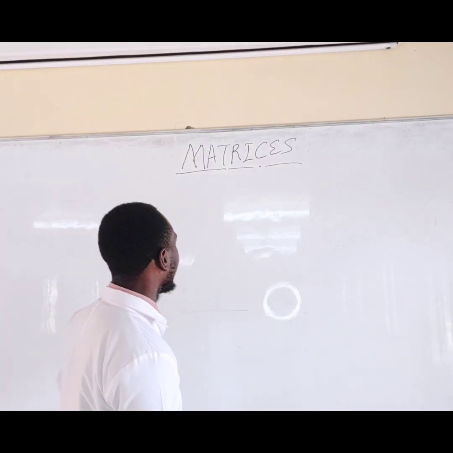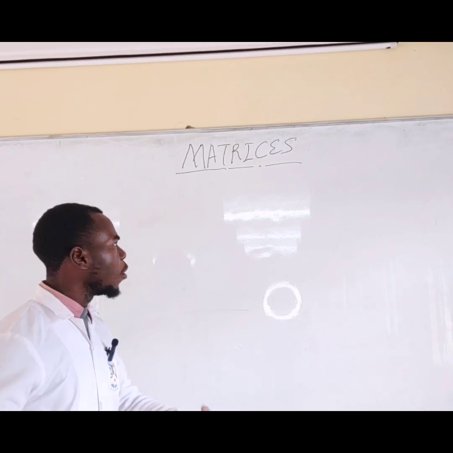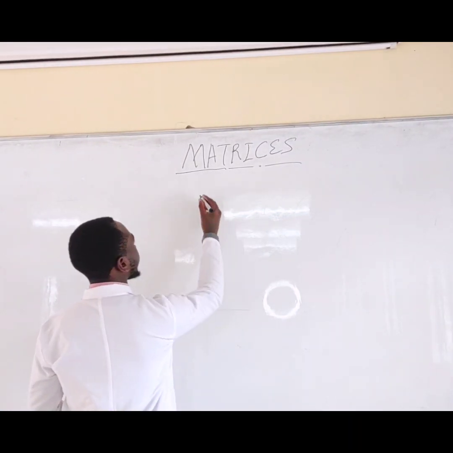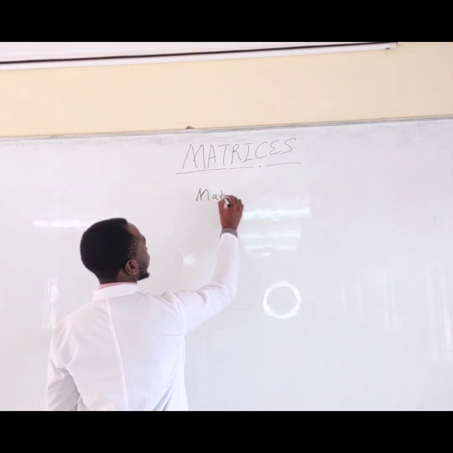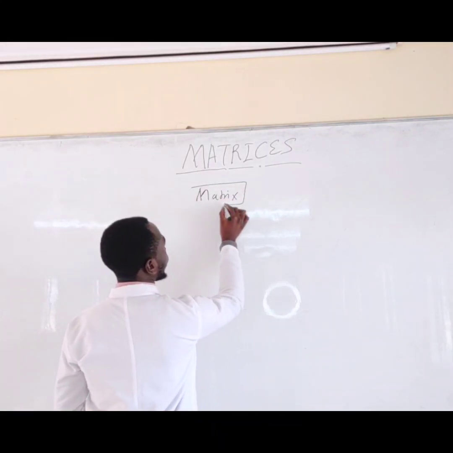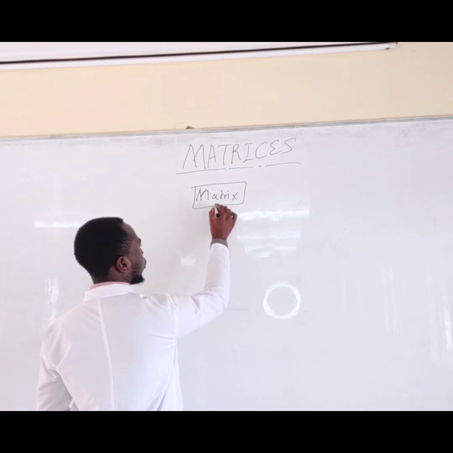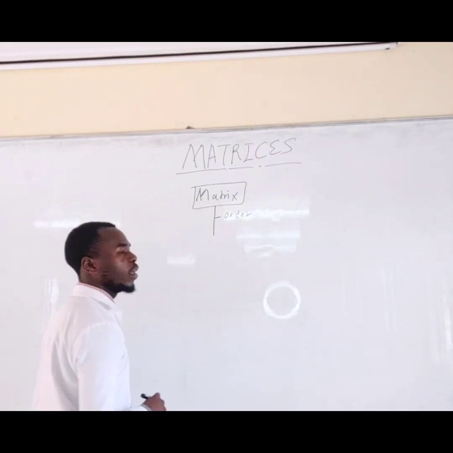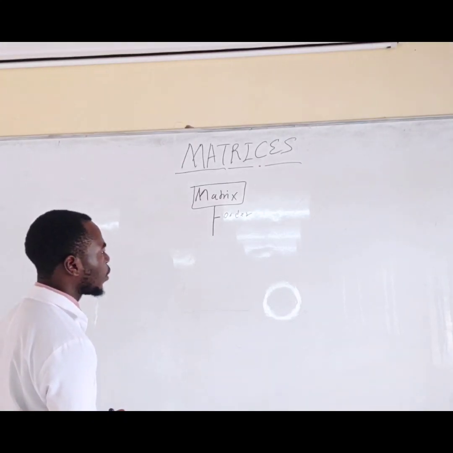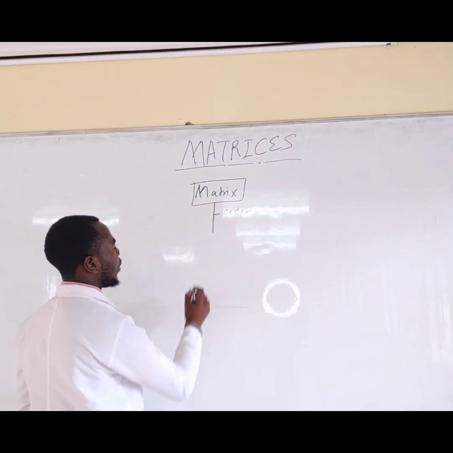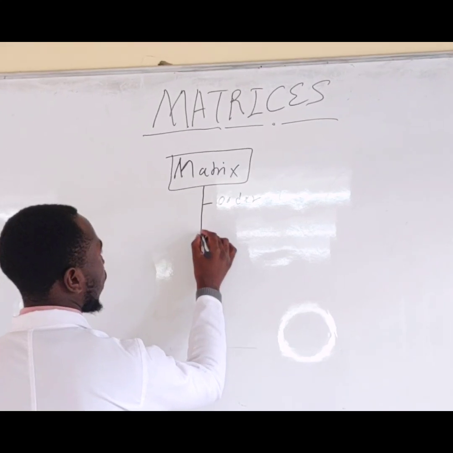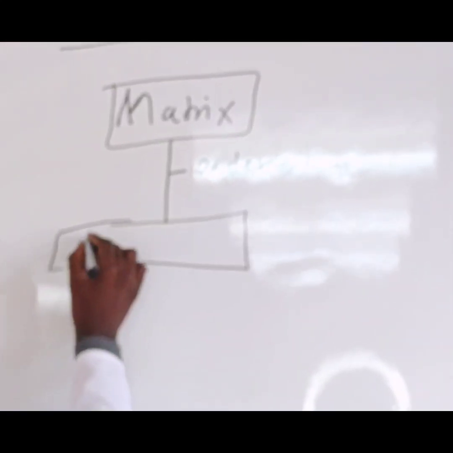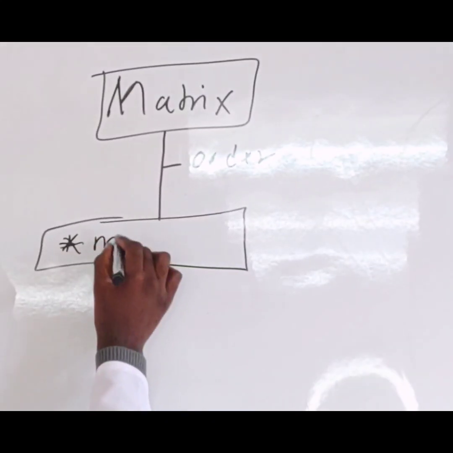Okay, from the order of matrices, now let me give you the full view of matrices. It's more like a map. Let me write matrix, or a matrix. So for this matrix, we are going to say here order, the order of any given matrix. When you come up with the order of any given matrix, in between there is what we call the operation on matrices.